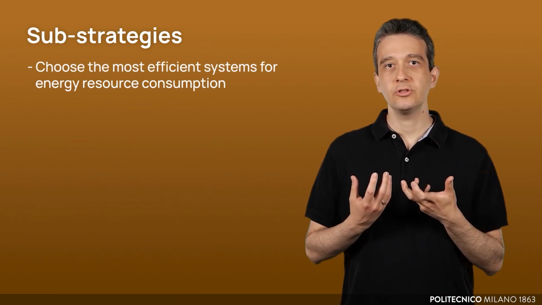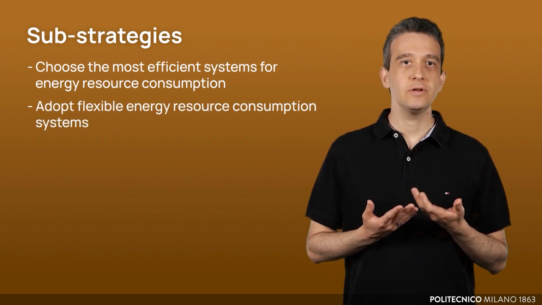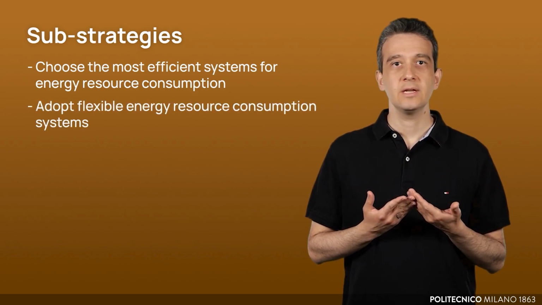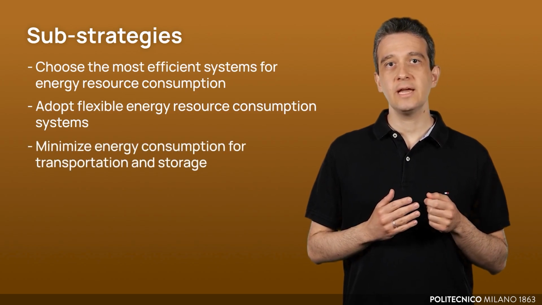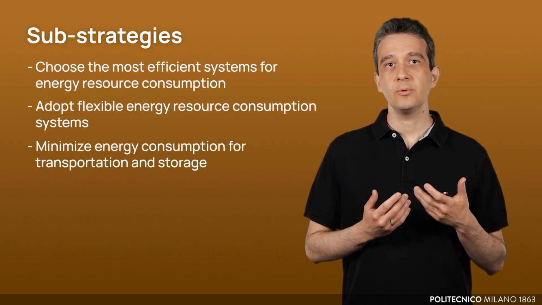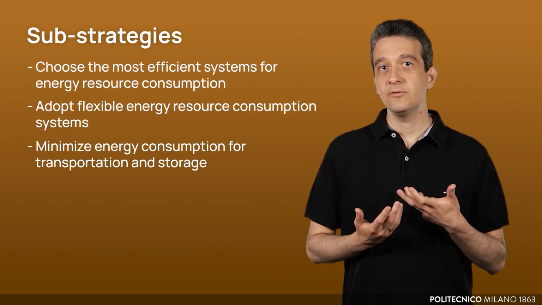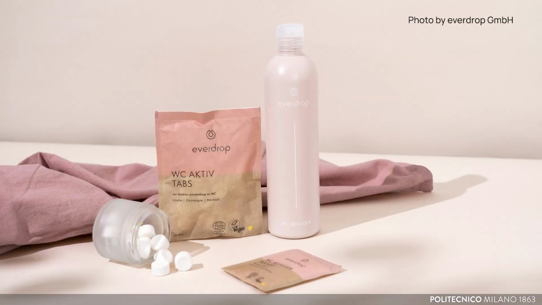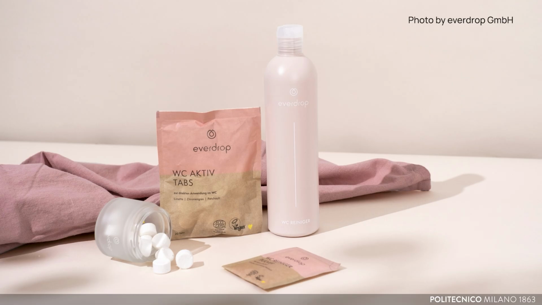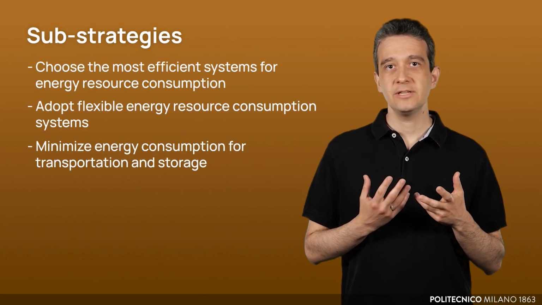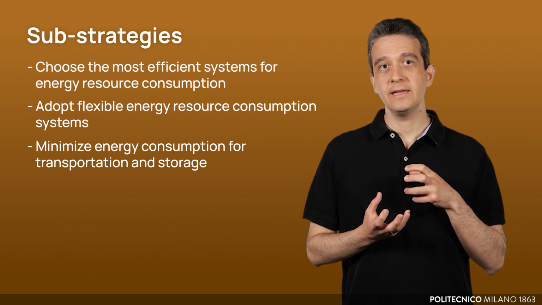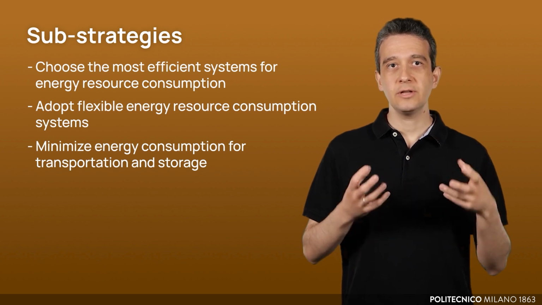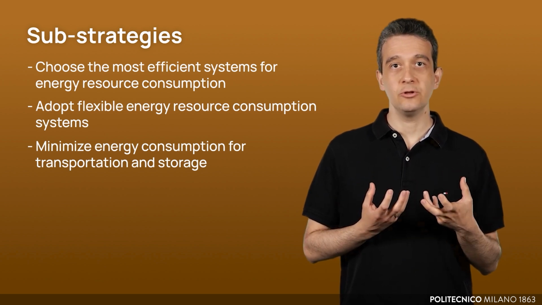Here as well, we can choose the most efficient systems for energy resource consumption during use or adopt systems with flexible energy resource consumption. Finally, a last sub-strategy is to minimize energy consumption for transportation and storage. For example, by making products easy to stack, assemble at the place of use, or by creating concentrated products such as detergents and cleaning agents in soluble tablet form. In all these cases, in fact, the product volume is reduced, so more units can be transported in the same vehicle, thereby lowering the environmental impact during distribution.